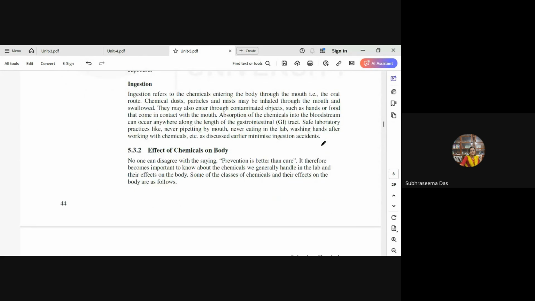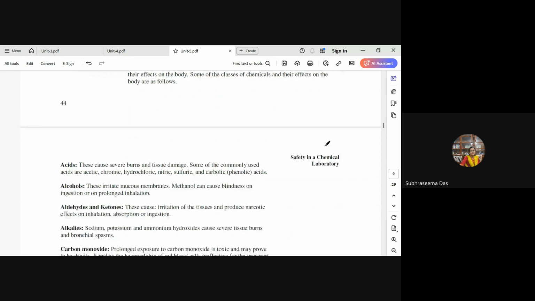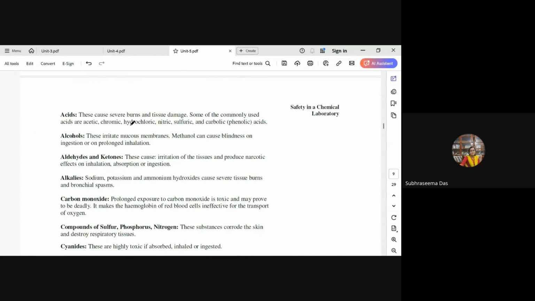Then the effect of chemicals on the body. We know that these chemicals have very deleterious effects on the human body. Some of the classes of chemicals and their effects on the human body are discussed below. Acids are highly harmful to our body. They cause severe burns and damage. Alcohols irritate mucous membranes. Methanol causes blindness. Aldehydes and ketones cause irritation and problems in absorption and ingestion.